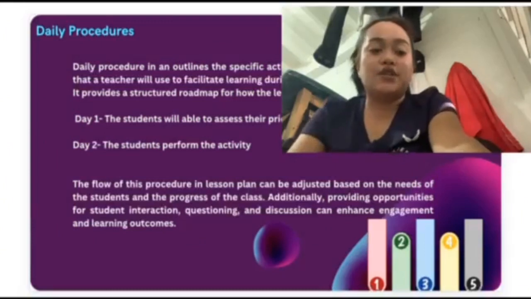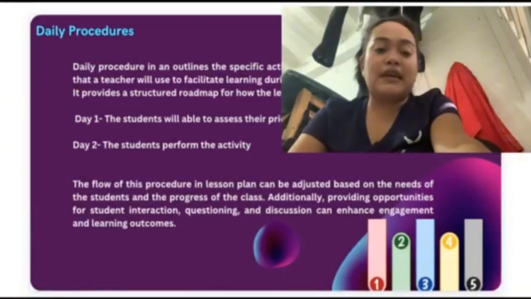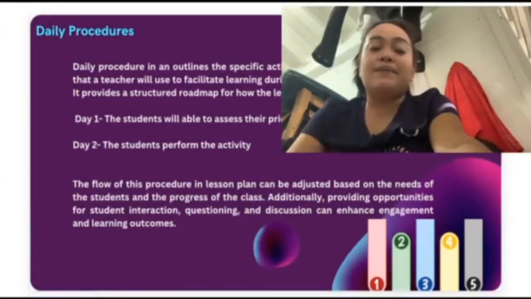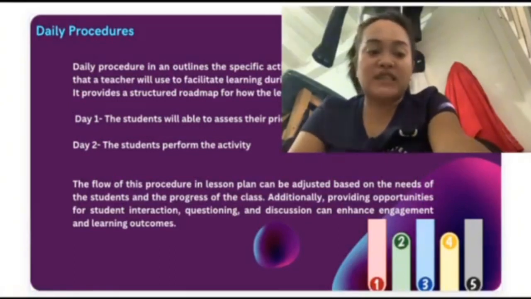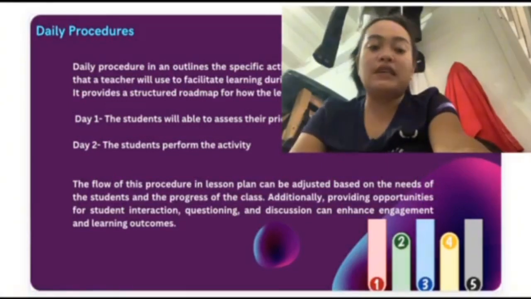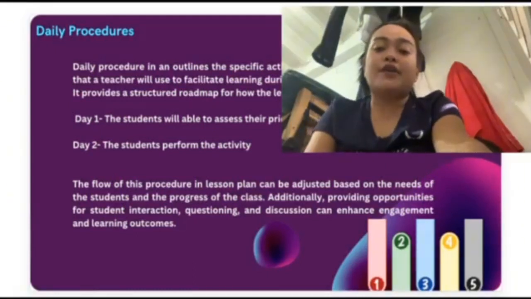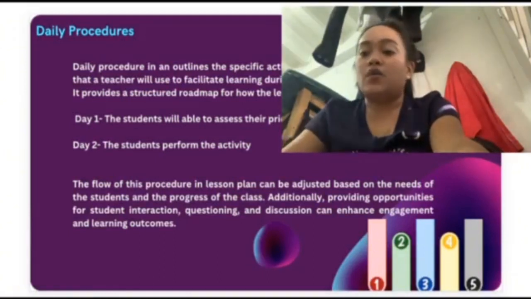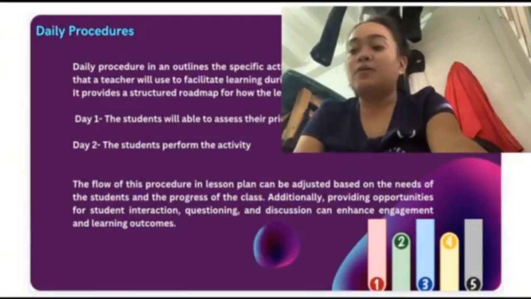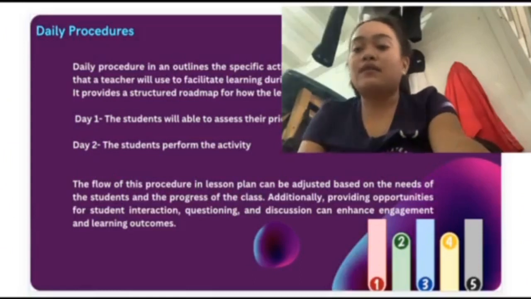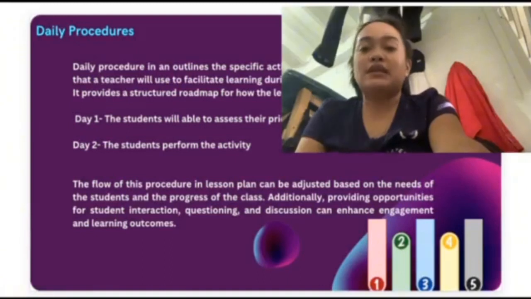So, daily procedure. The daily procedure is an outline of specific activities and instructions, the strategies that a teacher will use to facilitate learning during a single class period or session. It provides a structured roadmap of how the lesson will unfold. In day 1, the students will be able to assess their prior knowledge. So, first, the prior knowledge. They understand it to help tailor your lesson to their needs, providing appropriate challenges and support.